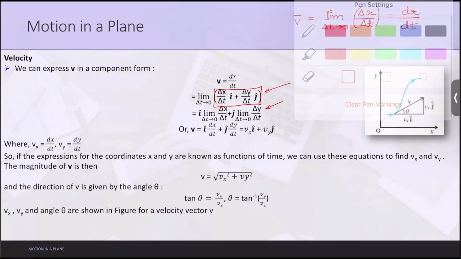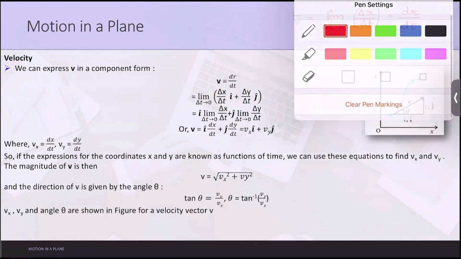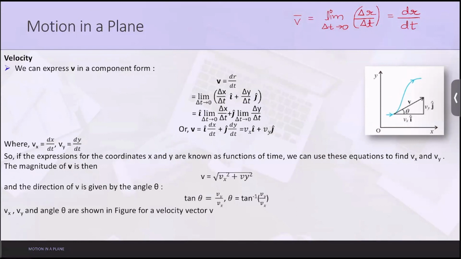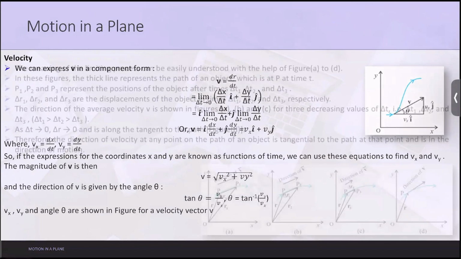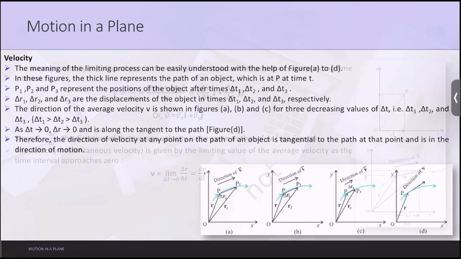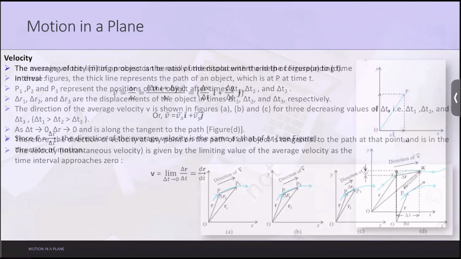By separating it, we will get that this is nothing but equal to i cap times limit delta t tending to 0 del x by del t. Similarly, j cap times limit delta t tending to 0 delta y by delta t. Or again, just expressing it, we'll write v is nothing but equal to vx i cap plus vy j cap. Okay, so that is the same expression which we got for velocity when we were talking about average velocity basically.